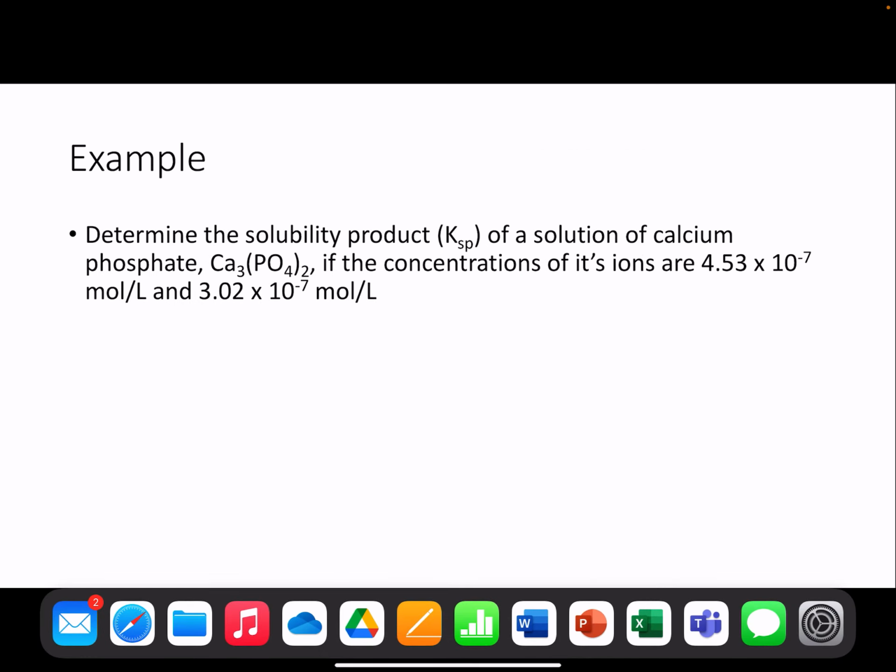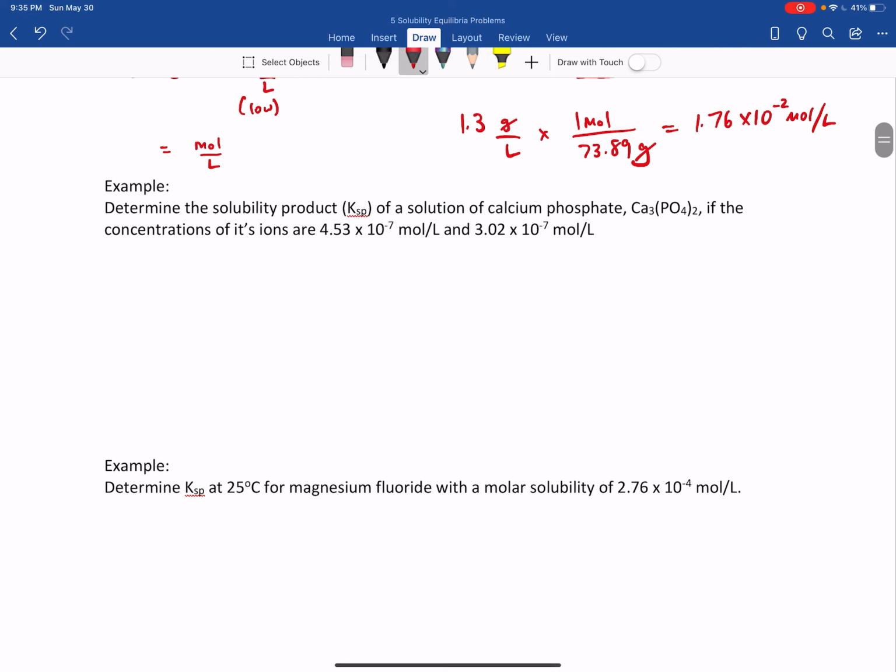So let's look at an example here, knowing what we just said. Determine the solubility product of a solution of calcium phosphate if the concentrations of its ions are given. So to determine KSP, we need an equation, because an equation will tell us what the products and the reactants are, which make up the law. Calcium phosphate is the reactant here, because it will be placed in the water.